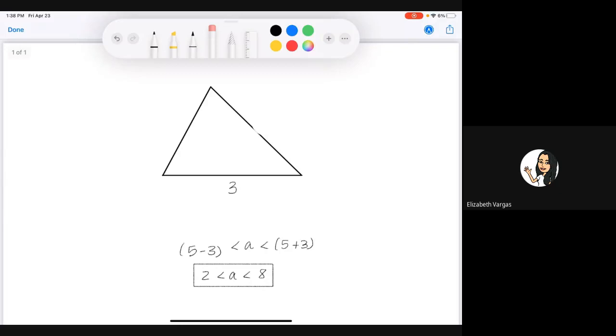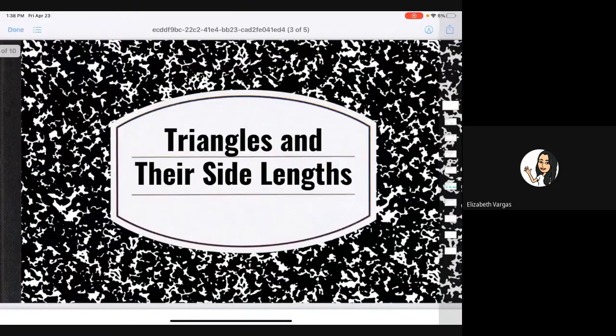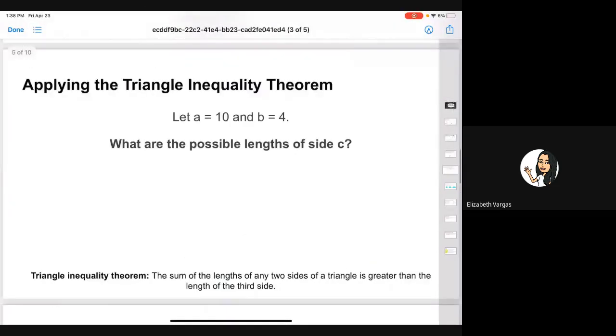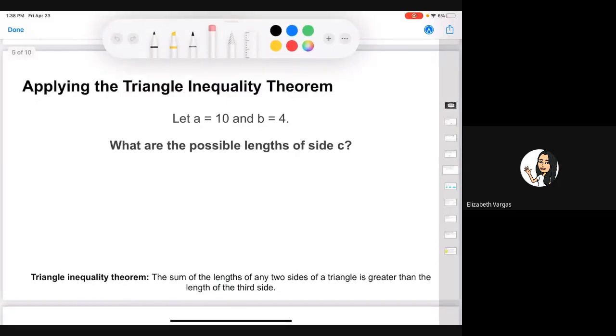We're going to see one more example right here in just a second. Less than the sum, greater than the difference. Okay. Given that, here we have an example. This is what is the possible lengths of C if A is equal to 10 and B is equal to 4.